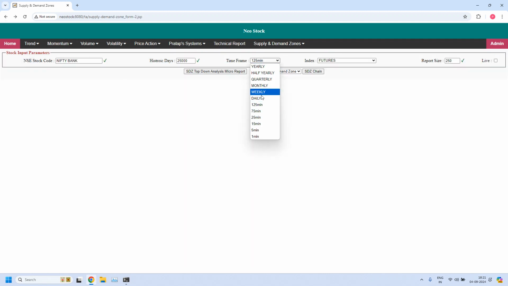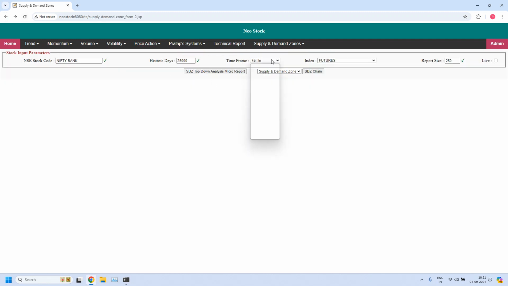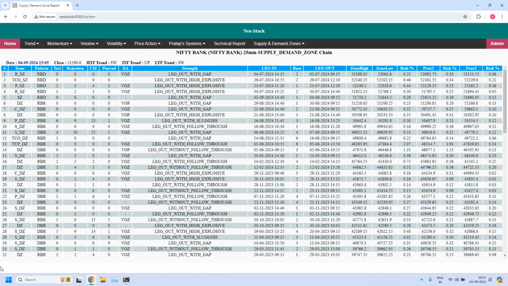Next time frame is 75 minutes. I am generating 75 minutes supply demand zone chain for Bank Nifty. Next time frame is 25 minutes. Generating 25 minutes supply demand zone chain for Bank Nifty.